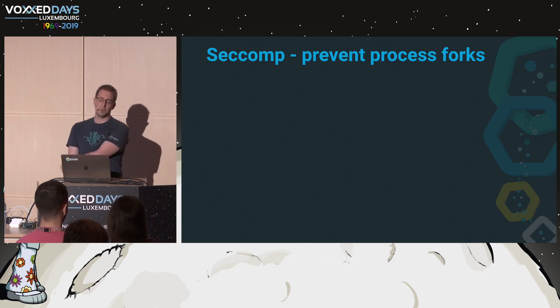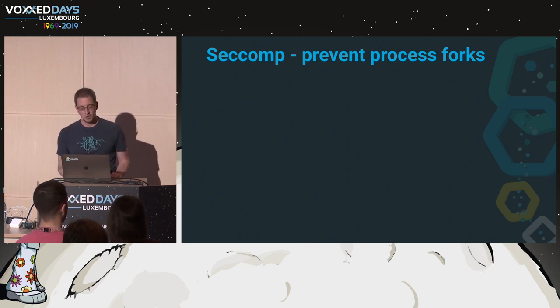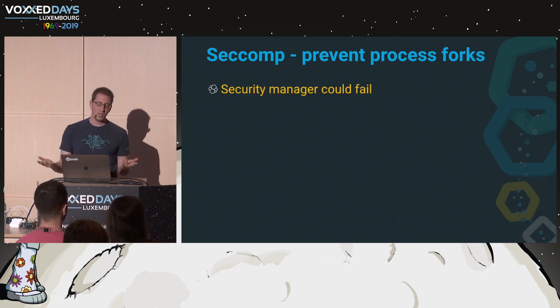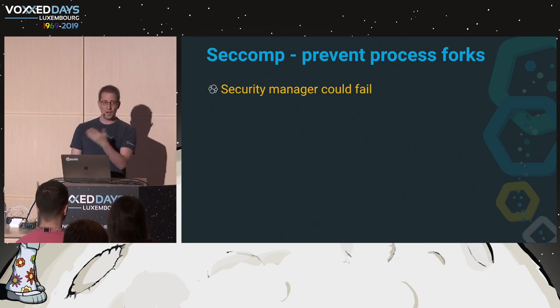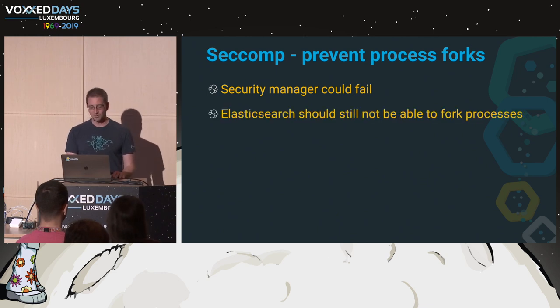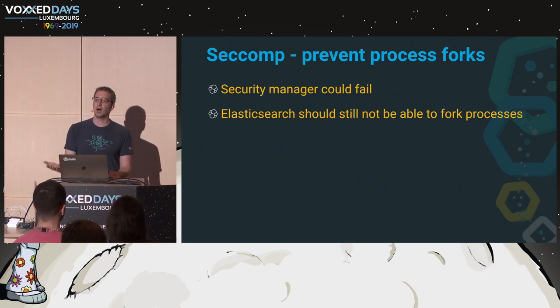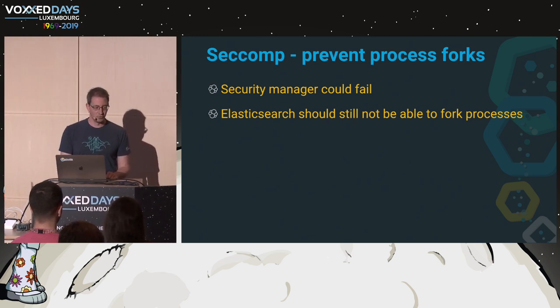The next thing is SecComp, secure computing mode. And we always have to take into consideration that the security manager can fail, right? As every one of you apparently doesn't use it, there's a high likelihood that there's code in it which potentially has bugs. And we still don't want to be able to fork any processes or do any things. And if you take a look at most of the security vulnerabilities still today, for example, take PHP, someone usually finds a way to execute commands. This is like the average security vulnerability.